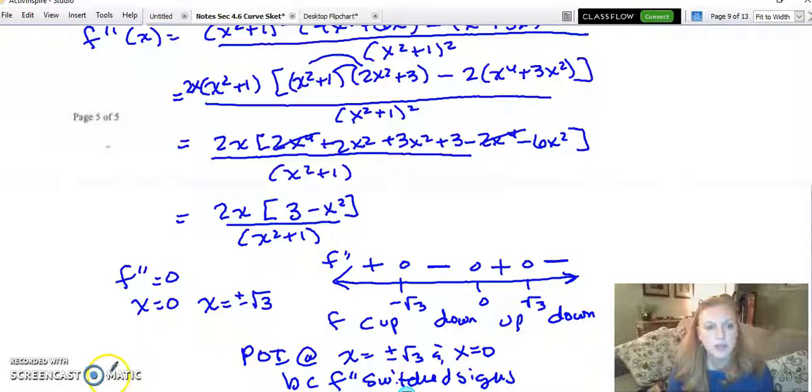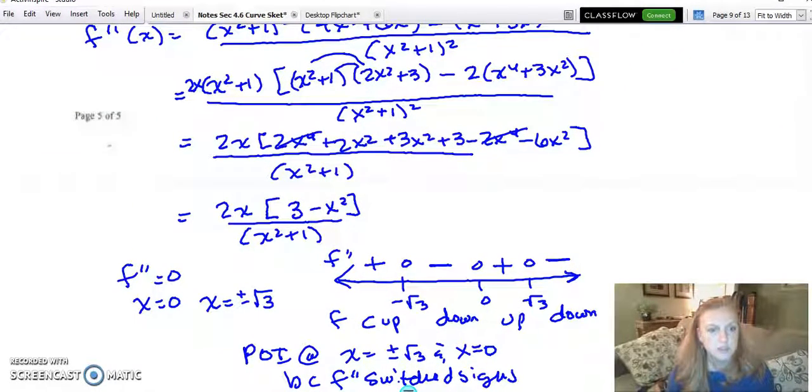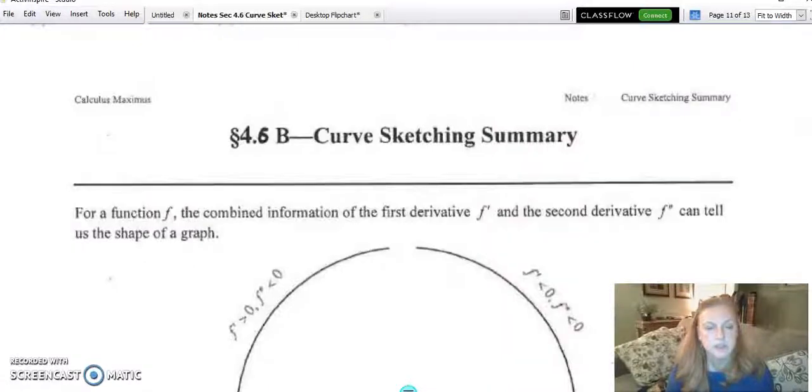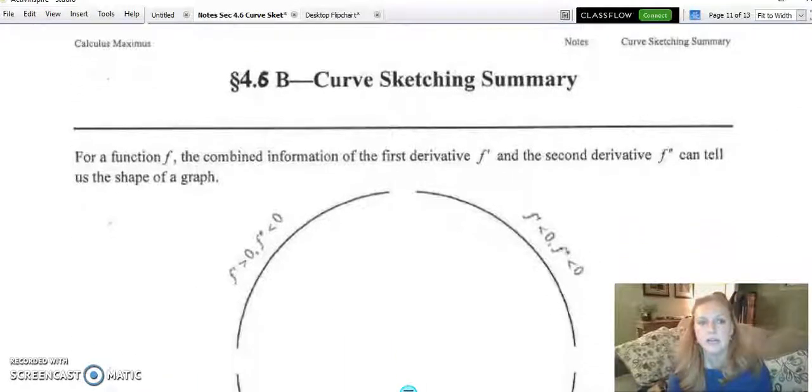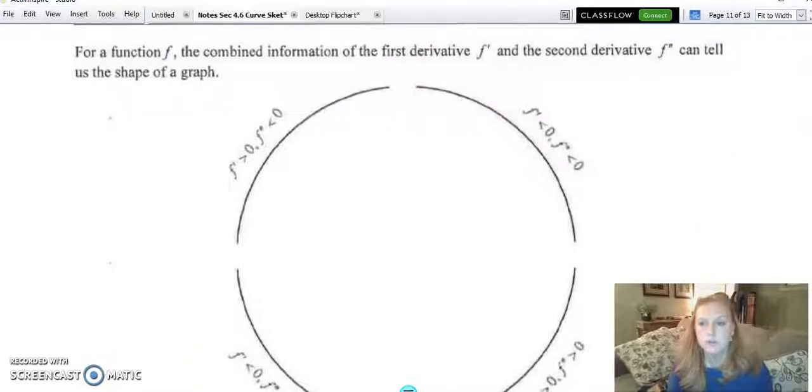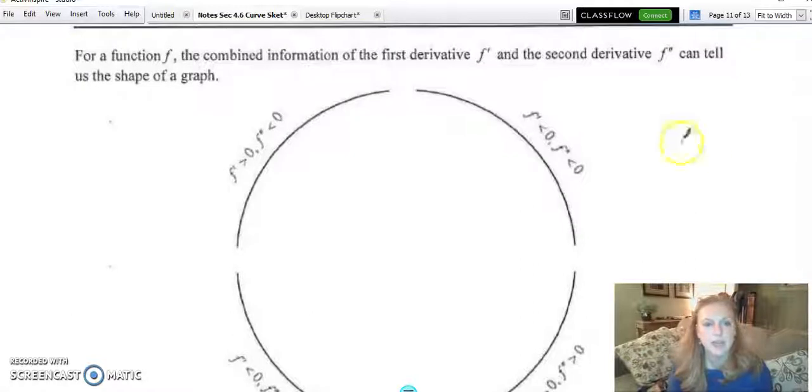Now, you do have also in this set of notes, I believe I can go to the next page. Let's see, here and then here. In the curve sketching summary notes that are attached to this, you do want to go through this and take a look at it. This talks about what do we know if the shape of the graph looks like it's decreasing and concave down, what do we know about our derivatives? Here's increasing and concave down.